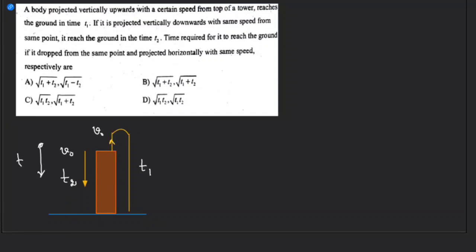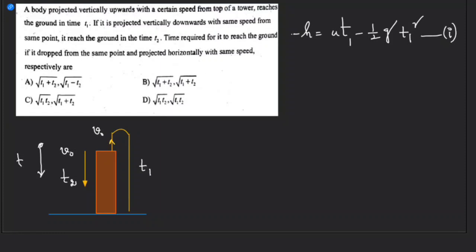Now, when it is thrown from the top of the tower, the displacement is minus h. So minus h is equal to ut1, because u is positive, minus half g t1 squared. This is equation 1.